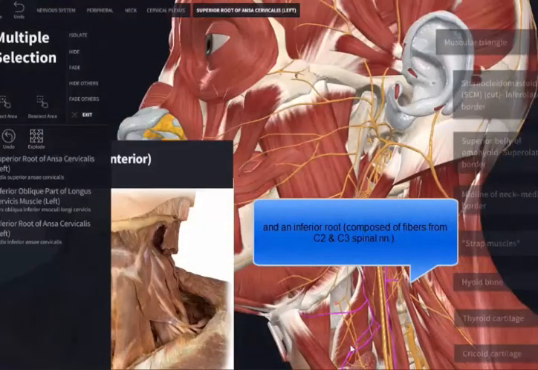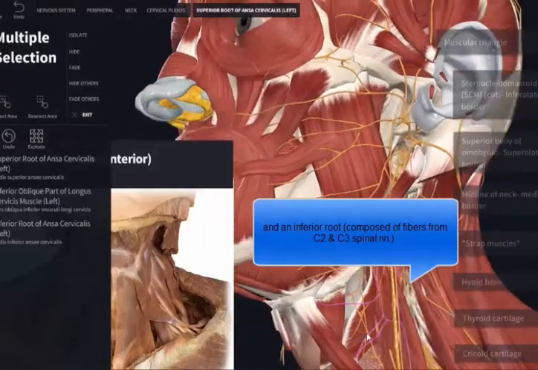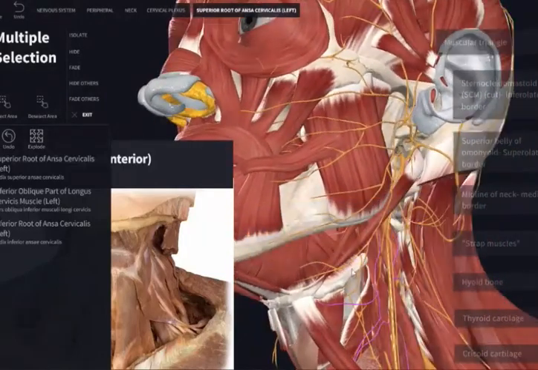And so the interesting thing about this is you can see all these branches going off to the strap muscles, and so the ansa will supply 3 of the 4 strap muscles. That would be, in that case, the omohyoid, the sternohyoid, and the sternothyroid. The exception is the thyrohyoid, which will be innervated by a nerve called the nerve to the thyrohyoid.